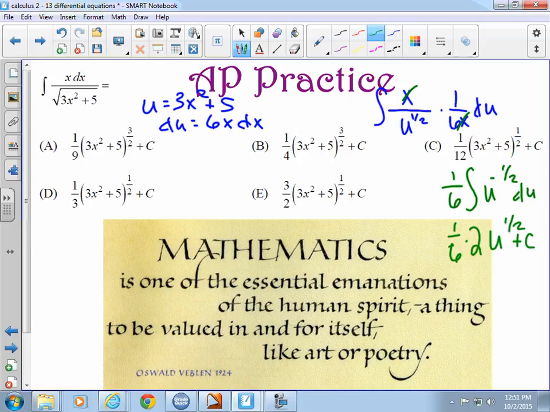One-third. So deep. That makes sense? So the moral of this story is, if you don't know how to integrate it, try to use substitution.